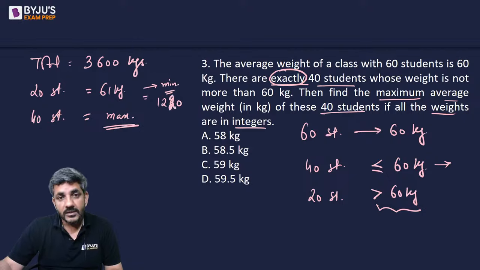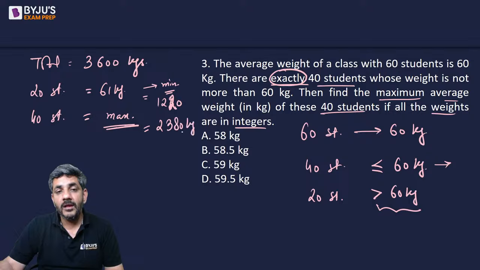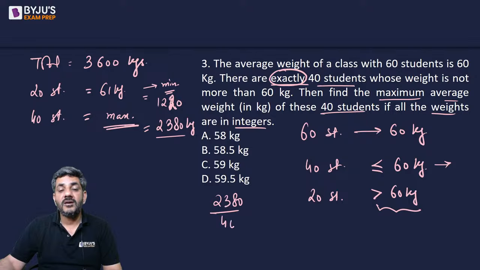The total weight is 1220. So what is the maximum weight of these 40 people? It is 3600 minus 1220. It is 2380 kg. And if the weight of the 40 children is 2380, then what will be the average weight? Zero cancels out with zero, and I am getting 59.5.